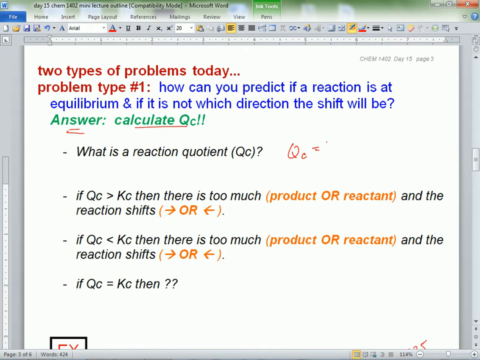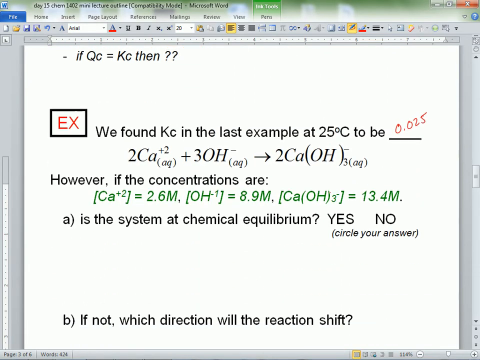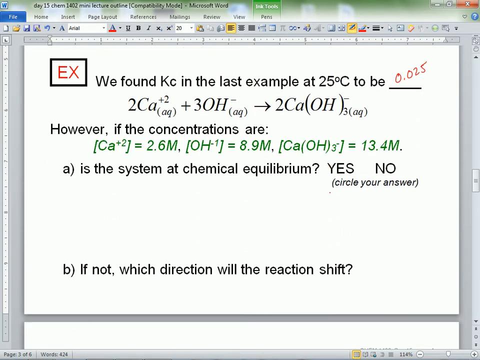You're supposed to be able to calculate this thing. What do you write for it? Yeah, well, you're close. For example, this one is coming up. And they're going to say, is it at equilibrium? And they give you all these concentrations.